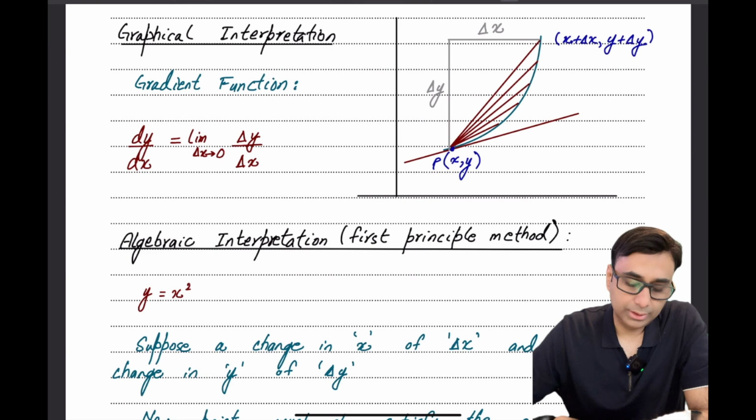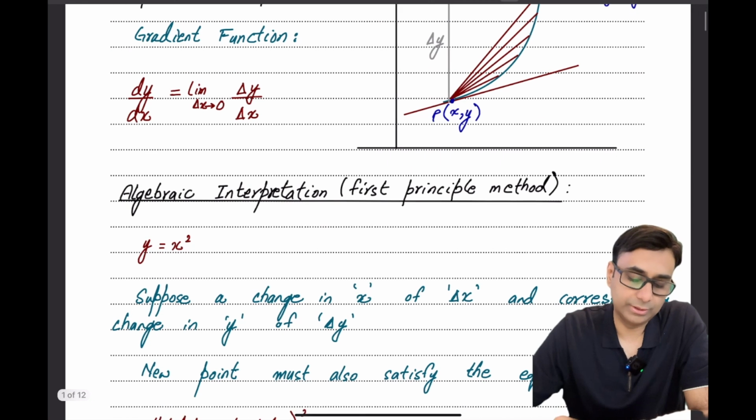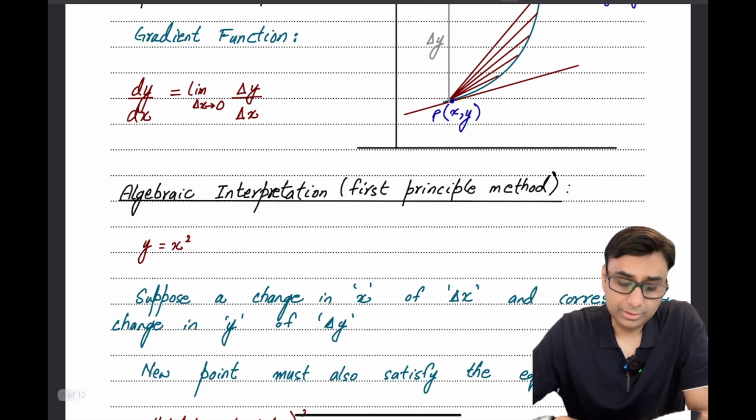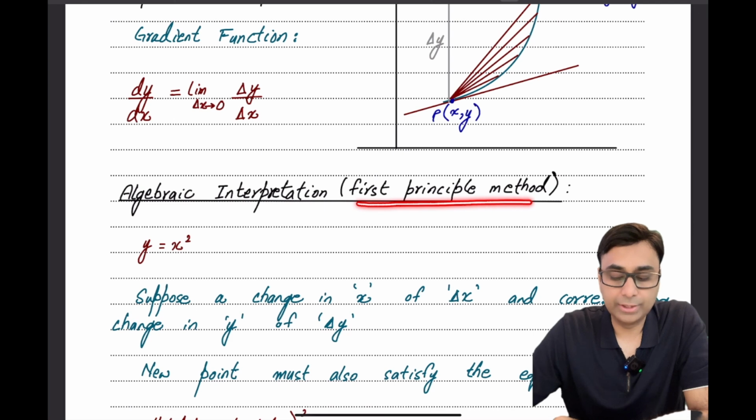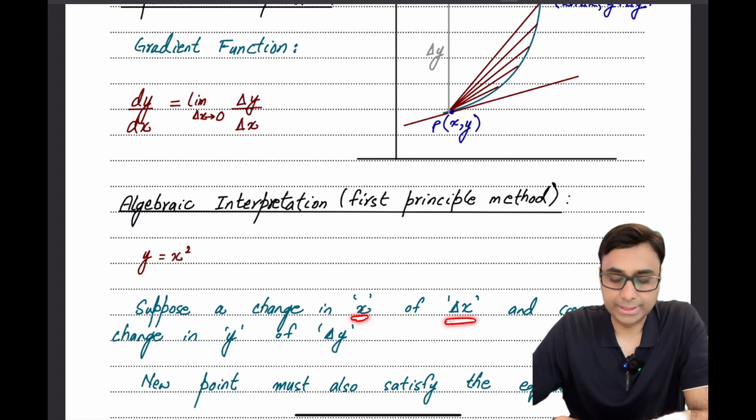Suppose that the equation of the curve is y is equal to x square, which is clearly not an equation of a straight line. And I'm trying to find the gradient function of this particular curve. The method by which we find this gradient function is called the first principle method. Now, we suppose that x undergoes a small change delta x, and the corresponding change in y is delta y.